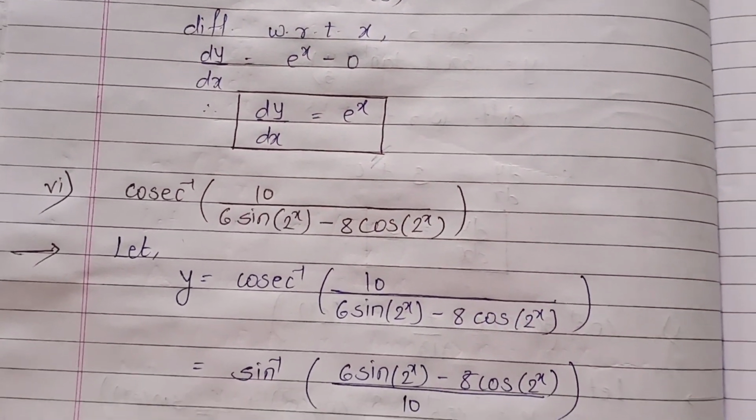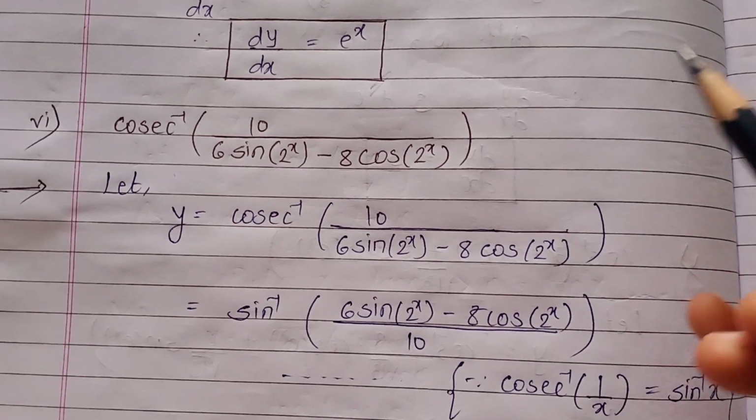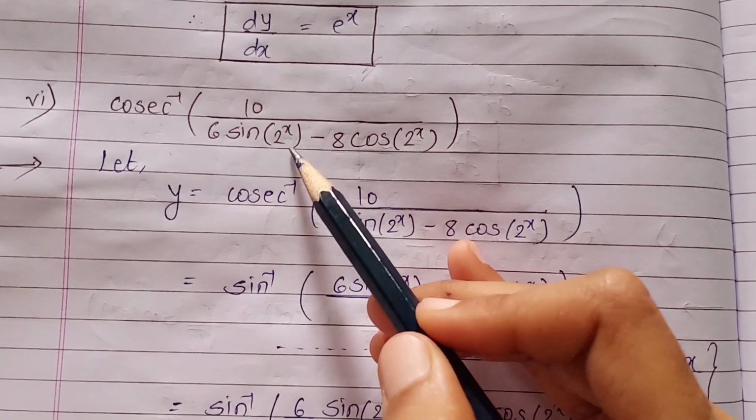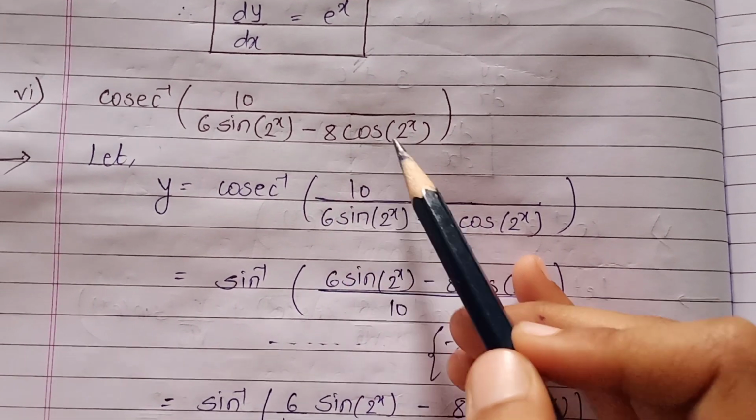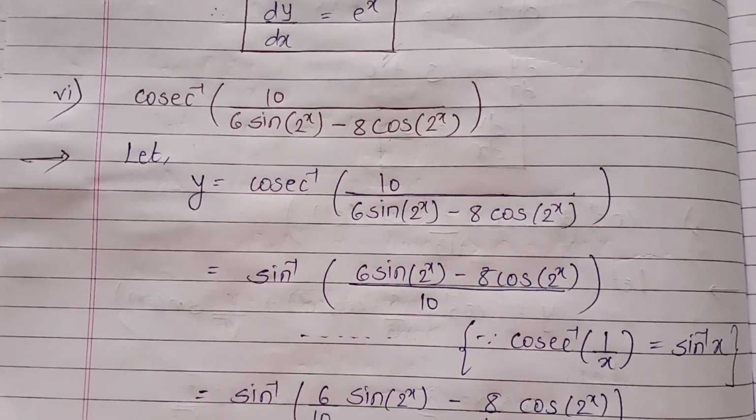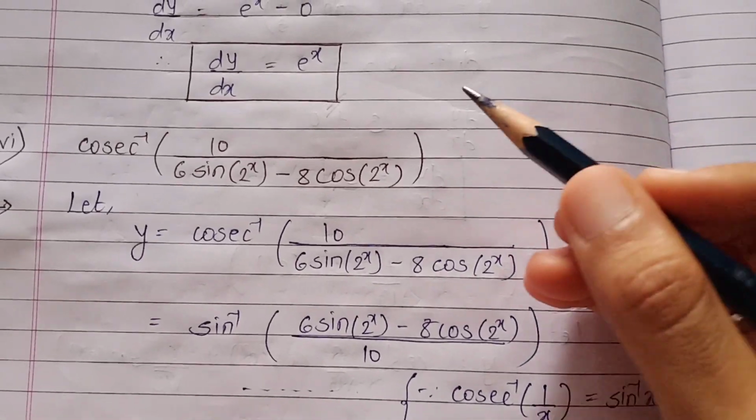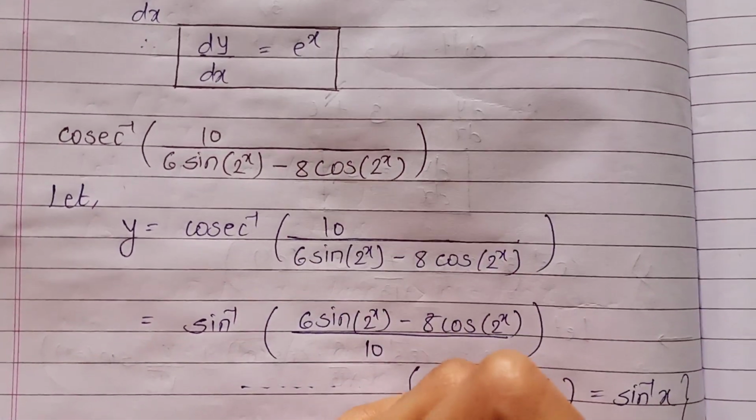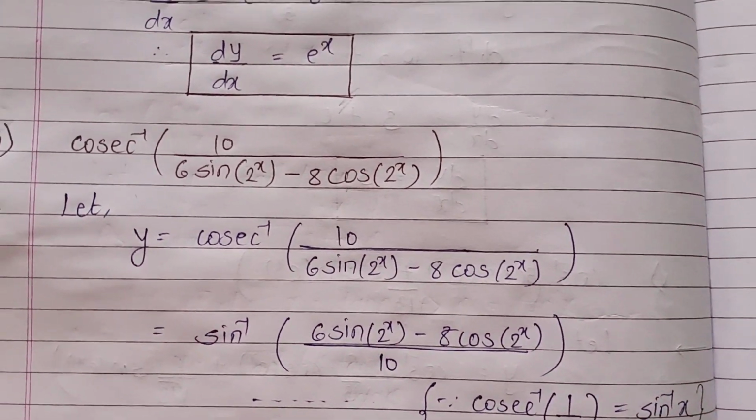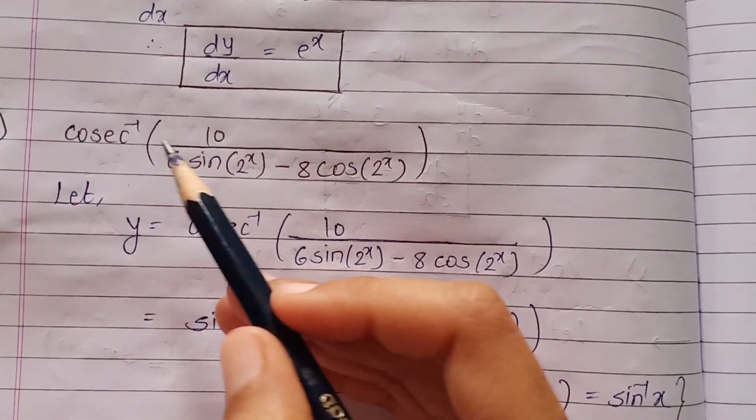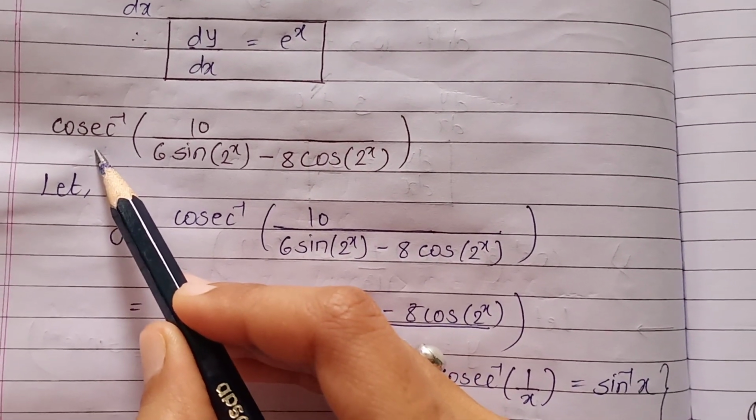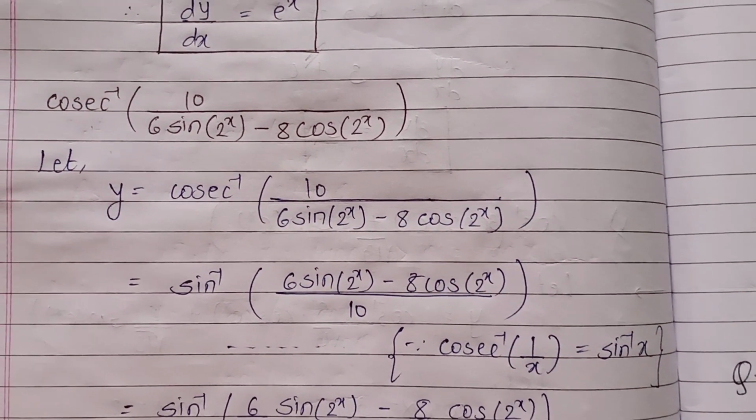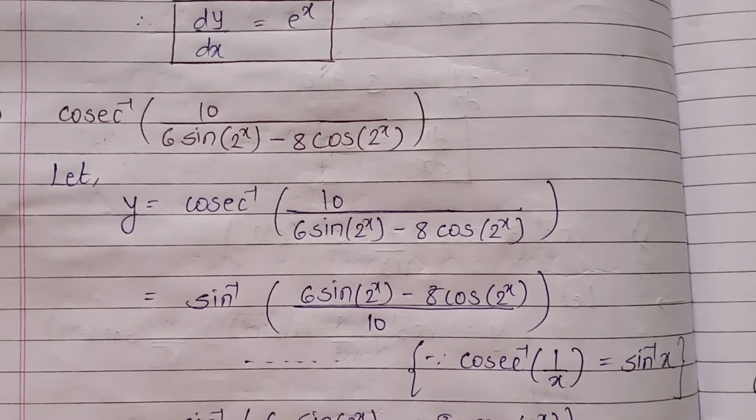Now we'll see the next question. It is cosec inverse of 10 upon (6 sin 2 raised to x minus 8 cos 2 raised to x). As we know, this part is always in the numerator, but this time it is in the denominator. So how can we solve it? We know the relation between cosec inverse and sin inverse, correct?